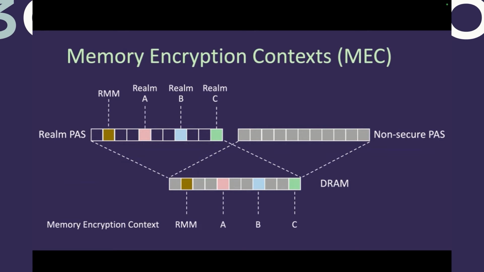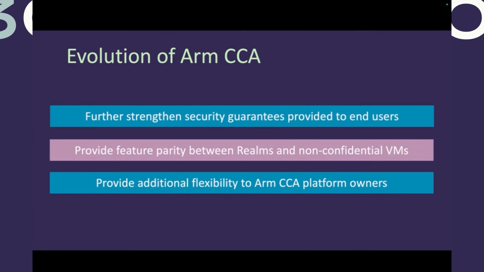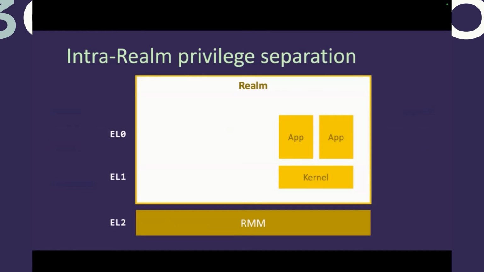Moving on then to some of the features we're adding to provide feature parity between realms and non-confidential VMs, and therefore smooth the migration path. The first of these features is concerned with enabling privilege separation between multiple software components within a realm. So if we start with a very simple in-realm software stack depicted on this diagram, the workload is a combination of user space components and a kernel.